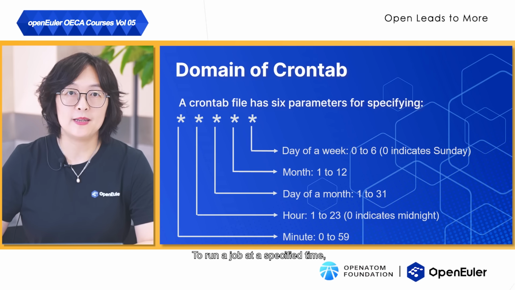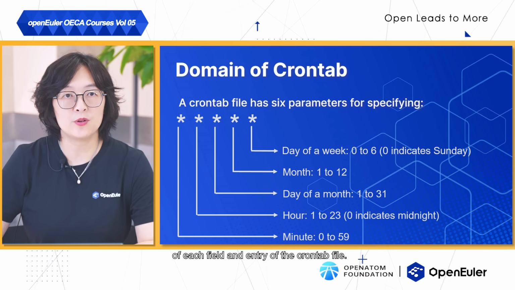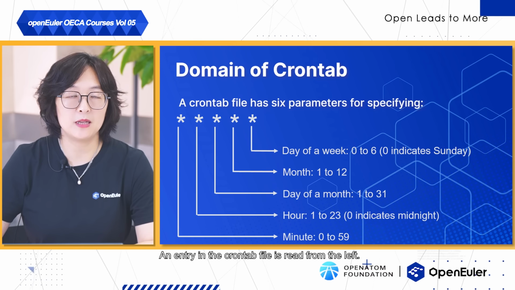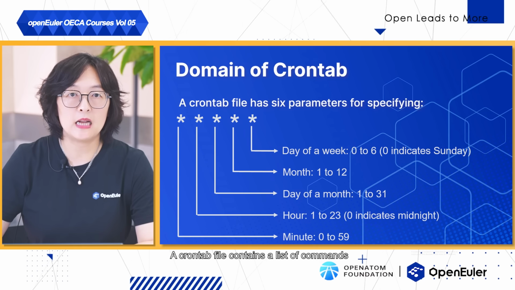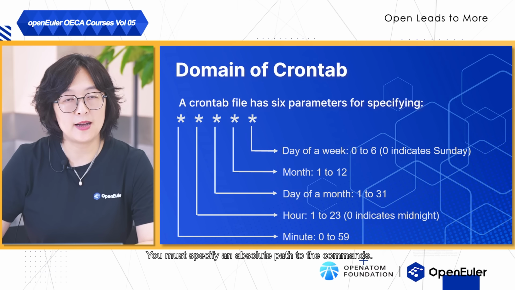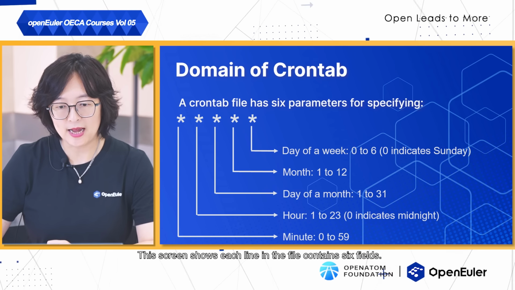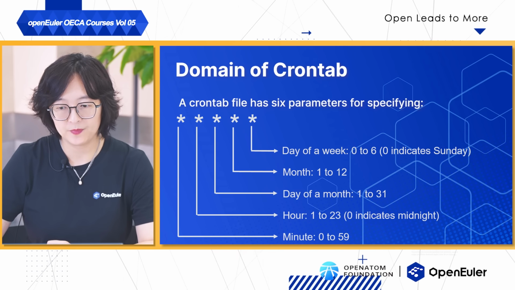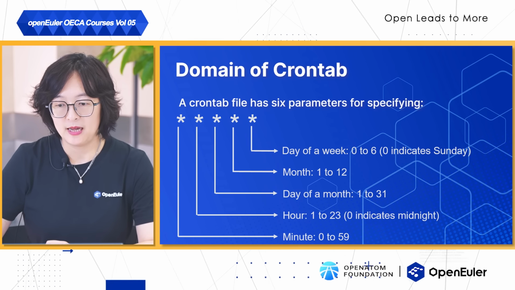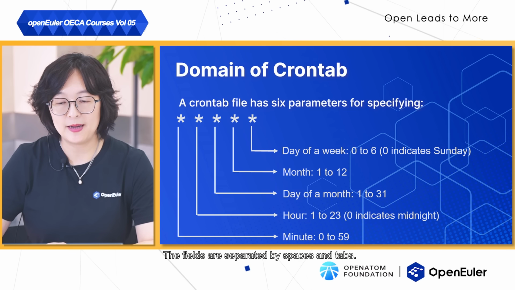To run a job at a specified time, let's first discuss the meaning and format of each field and entry of the Crontab file. An entry in a Crontab file is read from the left. A Crontab file contains a list of commands scheduled to run at specified times. You must specify an absolute path to the commands. This screen shows each line in the file contains 6 fields. The first 5 fields are the time when the specified command is executed, and the last field is the command to execute the job. The fields are separated by spaces and tabs.